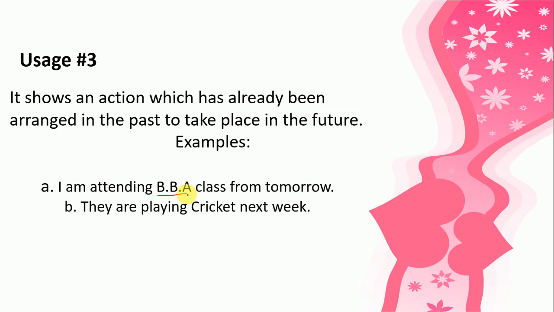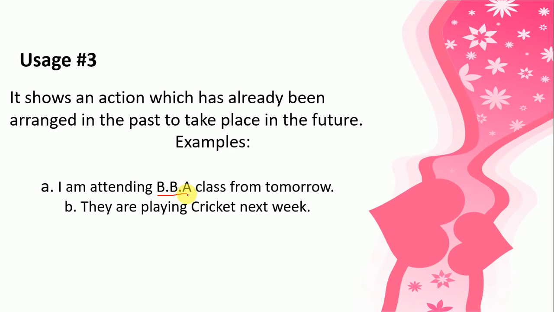So, students, suppose that you have planned for an action today and that's going to happen in the future. Whenever you are talking about an action which is going to happen in the future but you have already made a plan for that in the present, it's better to use present continuous tense with the future time expressions that express that the action is going to happen tomorrow, but the action is arranged right now. Okay, the second example: they're playing cricket next week.